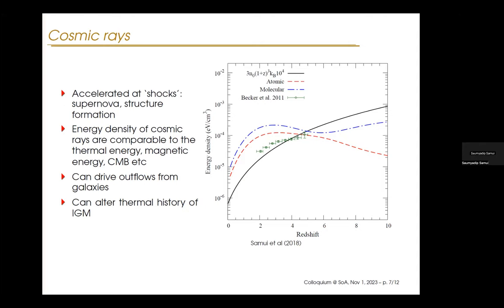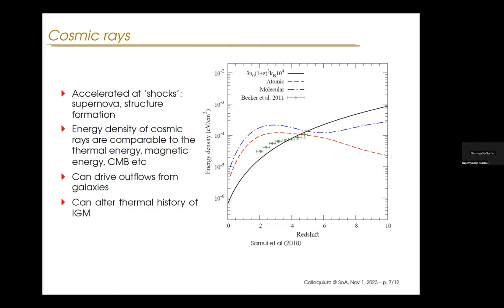Because you have a microgauss magnetic field, and if you do B squared by 8 pi, you'll again get 1 eV per centimeter cube as the energy density, which is also interestingly the energy density of the same order. So they are comparable. If thermal gas is making an impact on star formation, then cosmic rays should also be doing something in this process. That's why you should always consider the cosmic ray component when doing any simulation of star formation or galaxy formation, because the energy densities are really comparable to other components of the energy density of the universe.